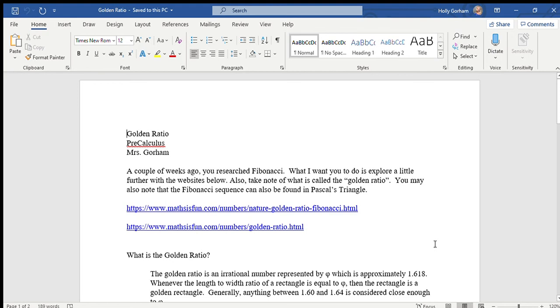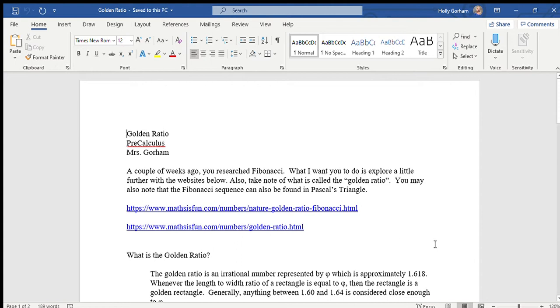Okay. A couple weeks ago, I had you research Fibonacci and do a little assignment about who he was and who he is being named for. And there's a particular sequence that we've talked about. But basically, what I want you to see today is how Fibonacci relates to what's called the golden ratio. And then also you can see how Fibonacci relates to Pascal's triangle.